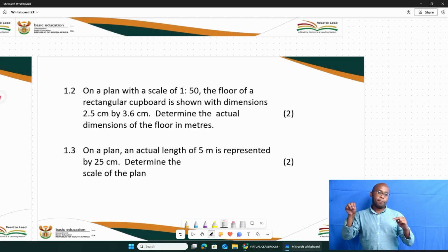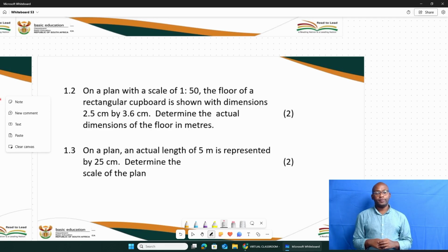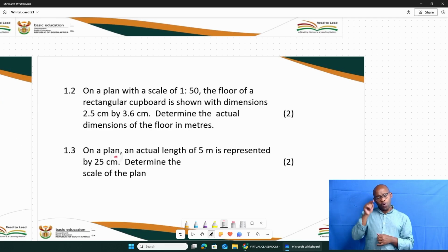Then I will divide by 100 as I ask. Now, if you want to determine the actual factor. Now, on a plane again, on this one, an actual length of 5 meters is represented by 25 centimeters. When they say determine the scale of the plane, now it's 500 meters and is being represented by 25 centimeters.